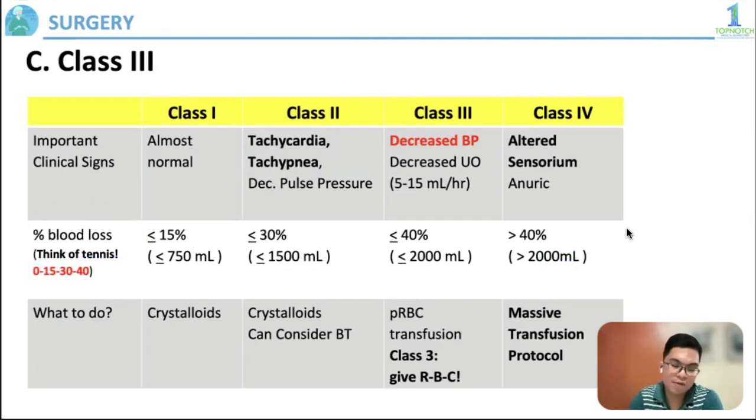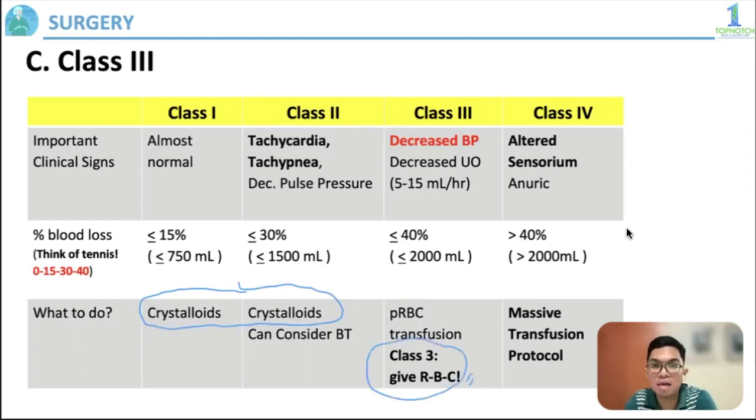And so for the first two, you can start your crystalloids already. So fluid therapy muna, isotonic crystalloids. And then 3, give PAC RBC. So at class 3 shock, you already consider blood transfusions. And in class 4 already, you're expecting a lot of blood products. You do a massive transfusion protocol. And sa massive transfusion protocol, we give in a ratio of 1:1:1 ng PAC RBC, FFP, and platelet concentrate. Okay?